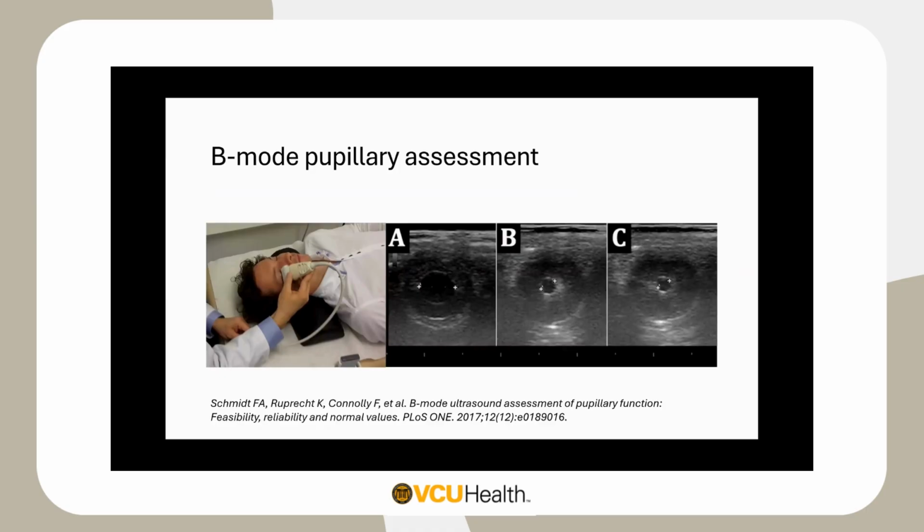B-mode pupillary assessment. This is what it looks like. So you place your probe in this kind of coronal view, usually below the eye, aiming up, so you can go through the pupil, and you either shine a light on the other eye or try to shine your light through your eyelid, and you can perform the measurement with your caliper.